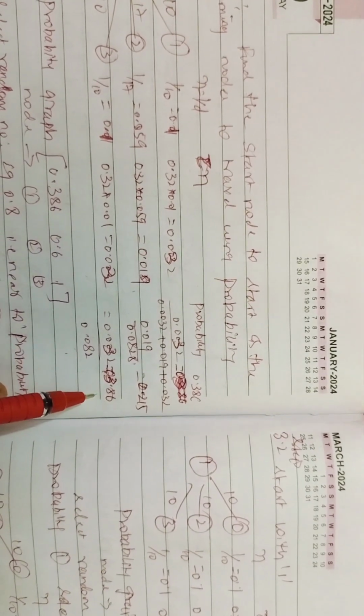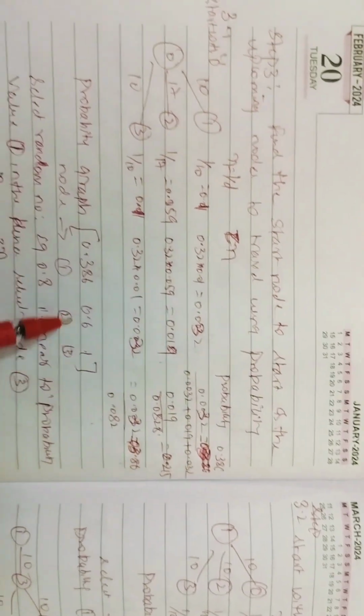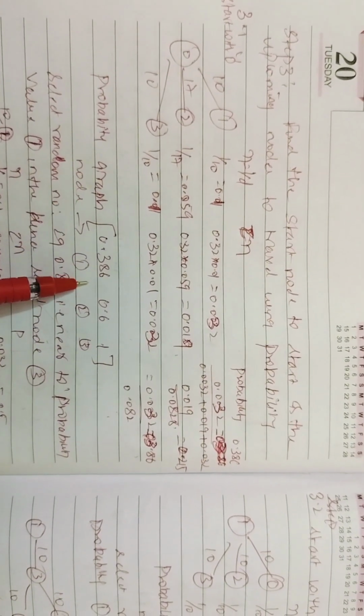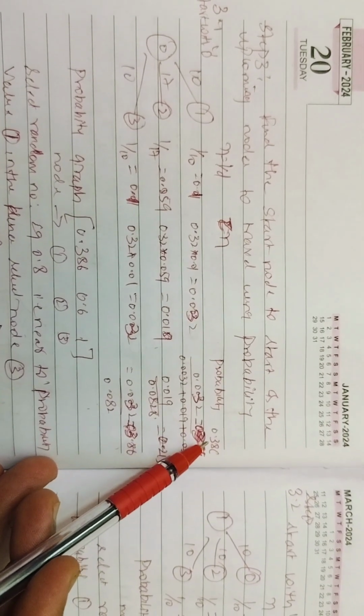It has been taught in the theory. So with this we'll go with the probability graph. Initially we'll note this down with the first node, that is 0.386.